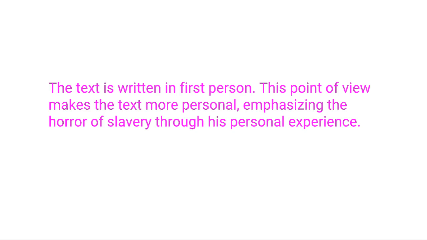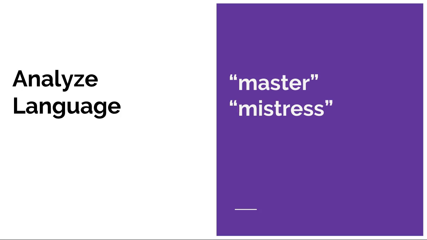The text is written in first person. This point of view makes the text more personal, emphasizing the horror of slavery through his personal experience. Notice that Douglass uses the words master and mistress to refer to the people to whom he was enslaved. These were customary terms of address used by enslaved persons.